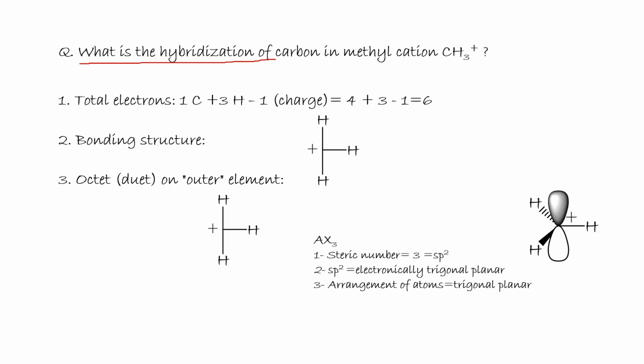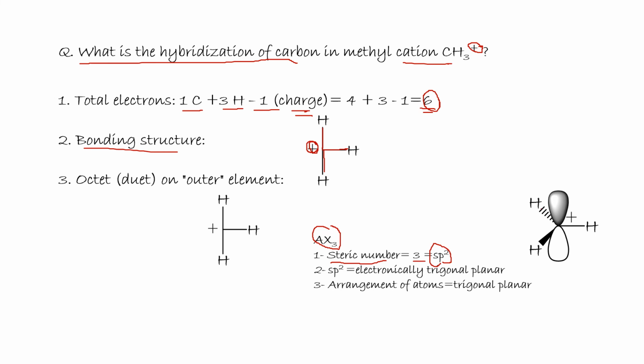But what about the hybridization of the carbon in the methyl cation? Total valence electrons: carbon 4, 3 for hydrogen, and since we have a positive charge, minus 1 for the charge. So we have a total of 6 electrons. Bonding structure: carbon, carbon, carbon. So we used the 6 electrons. We know that carbon will have a positive charge. It belongs to AX3, steric number 3, so it's sp2.